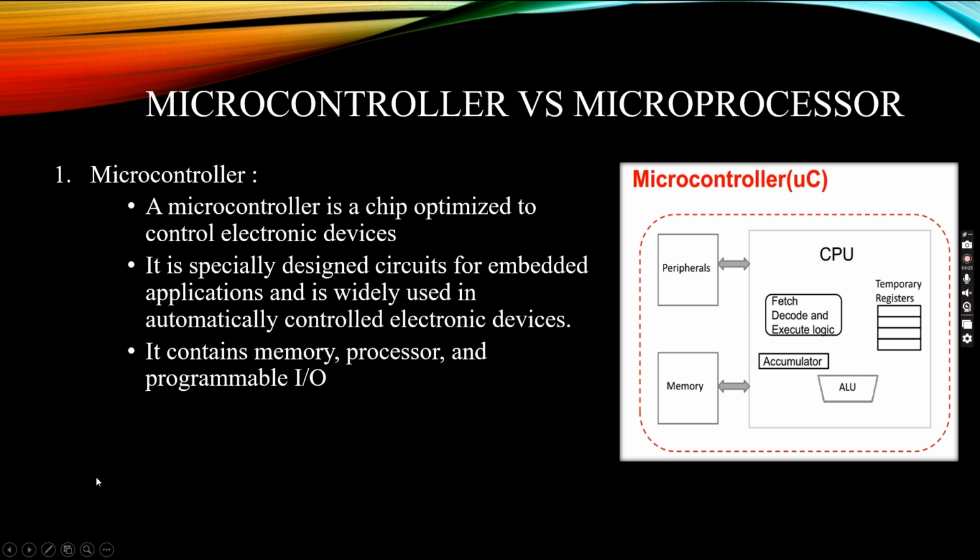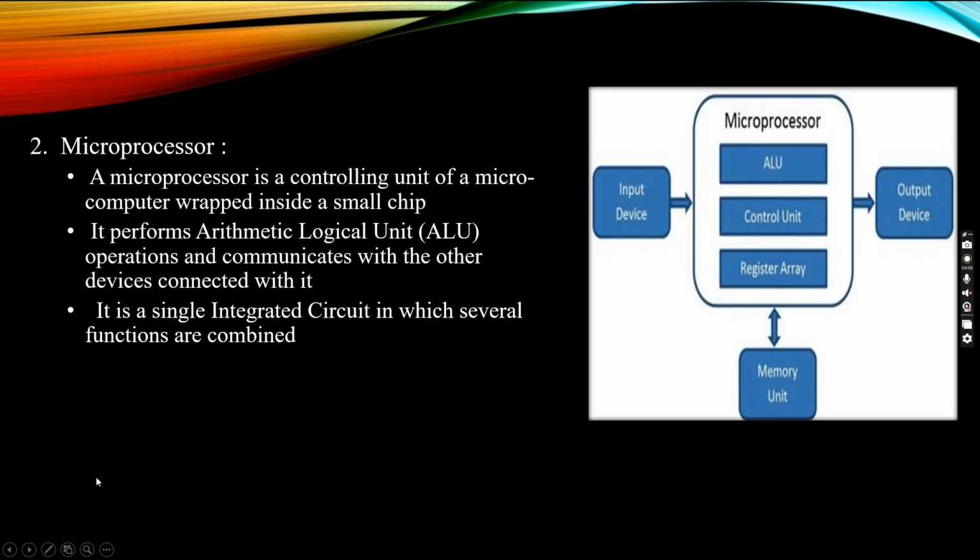A microcontroller is a chip optimized to control electronic devices. It is specially designed circuitry for embedded applications and is widely used in automatically controlled electronic devices. A microcontroller is a single-chip device consisting of memory unit, processor, and input-output device. A microprocessor is the controlling unit of a microcomputer, wrapped inside a small chip. It performs arithmetic logic unit operations and communicates with the other devices connected to it. It is a single integrated chip in which several functions are combined.